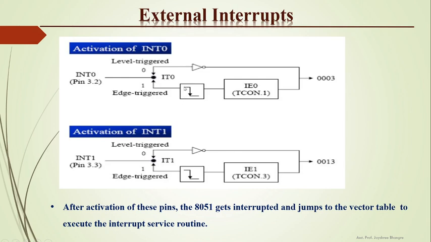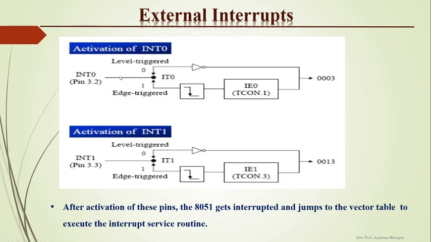For edge triggering, falling edge or negative edge triggering is used. When a falling edge or negative edge is present at the input, at that time the external interrupt will be generated. And for these two interrupts in the TCON register, the IE0 and IE1 bits are used.